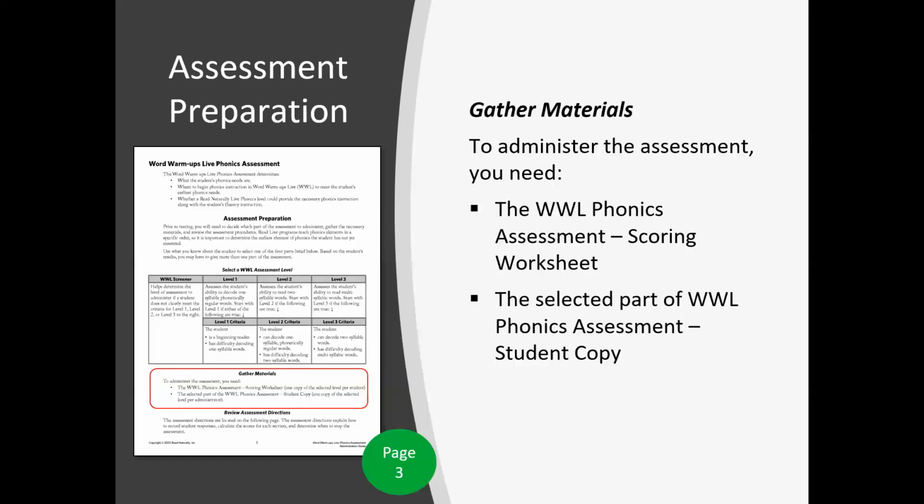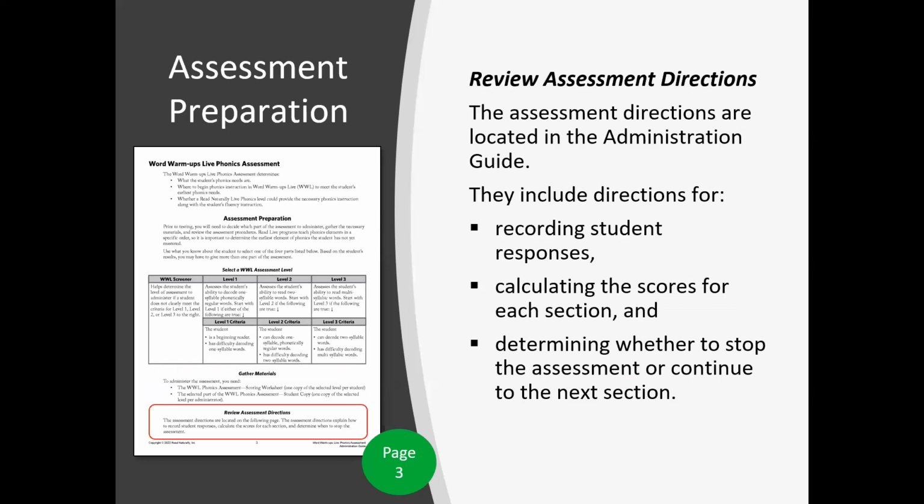Okay, so the next thing you need to do is gather your materials. There's a section that says what to gather. I have it circled in red here and written large on the right-hand side. What you're going to need is the scoring worksheet, which is right within the assessment document, and you're going to need the student copy. On the scoring worksheet, it gives you all the information you're going to need. It gives you the script to administer it. It tells you which section and level aligns with where they end up struggling. So all of that is right on that worksheet.